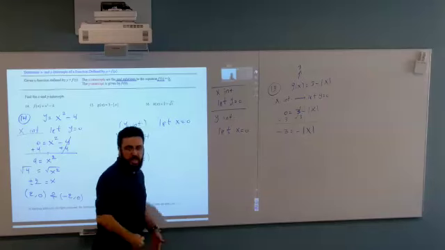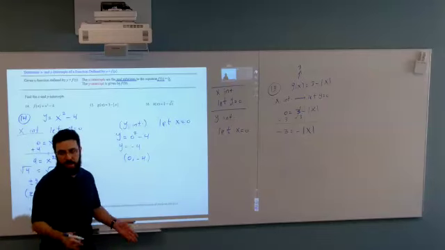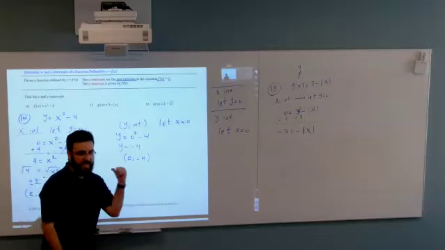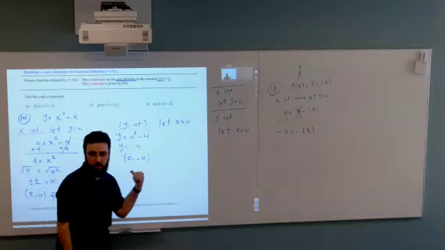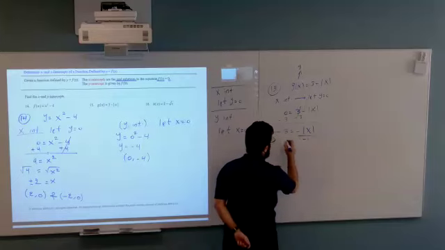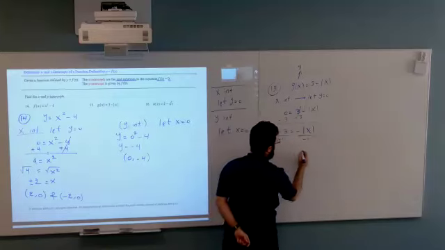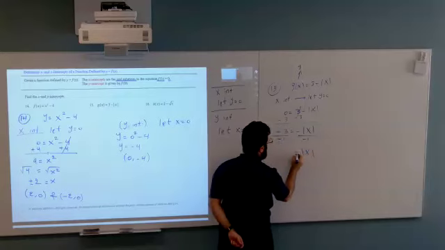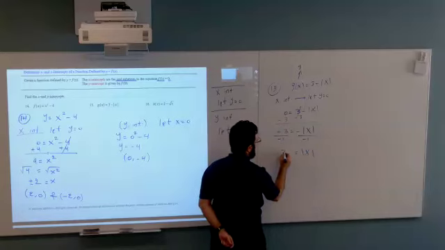The next step, I have to keep the x by itself, but there's a negative sign outside the absolute value. So I have to divide both sides by negative 1. So the absolute value of x equals 3.